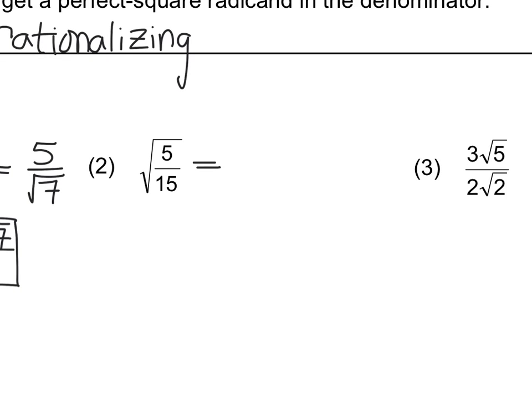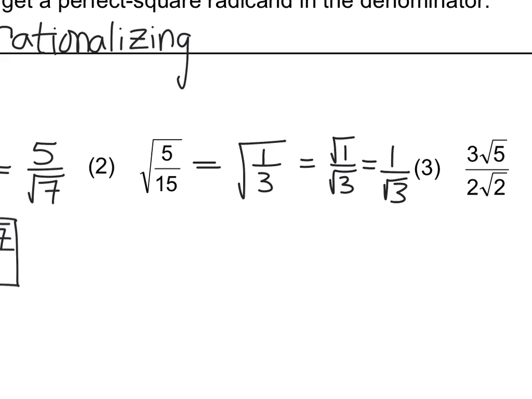All right, now for this one, I could break it up. I could make it rad 5 over rad 15, but why not simplify it first, then break it up? Rad 1 over 3, rad 1 over rad 3. Rad 1 is 1. So 1 over rad 3. All right? That's the answer? Unfortunately.